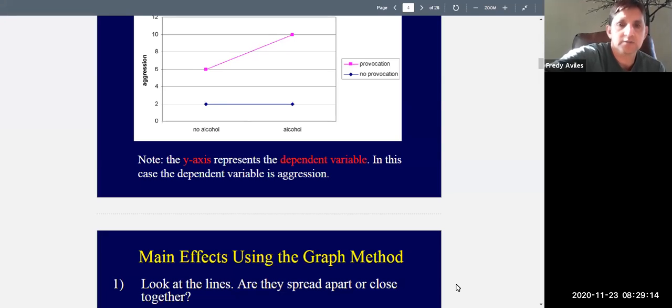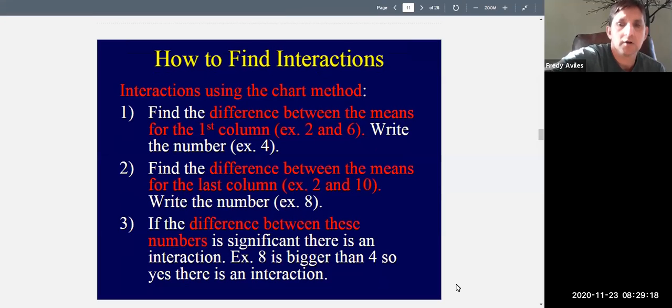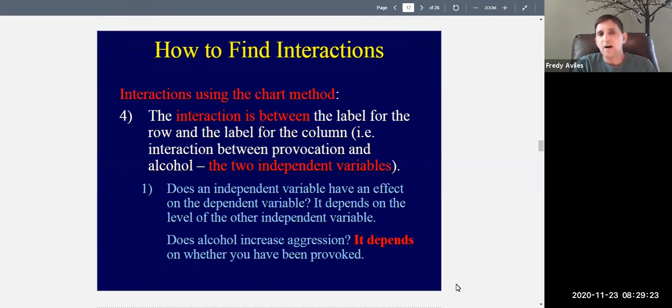Okay, so we looked at this, we looked at that. Okay, more about the interaction. So how do we describe the interaction? The interaction, remember, is between the label for the rows and the labels for the columns. Okay, provocation and alcohol, those are independent variables. That's what the interaction is. There's an interaction between provocation and alcohol.